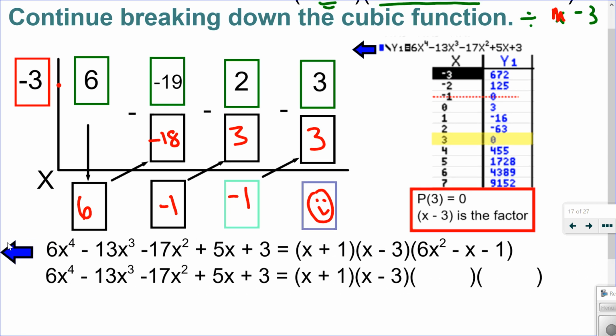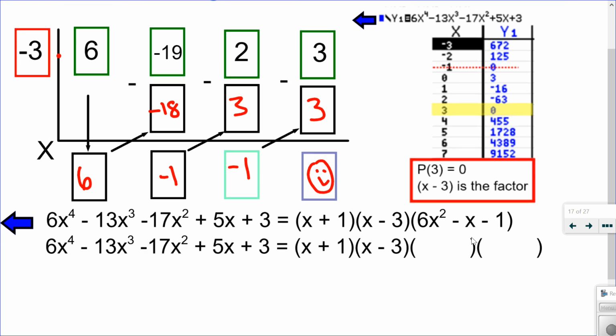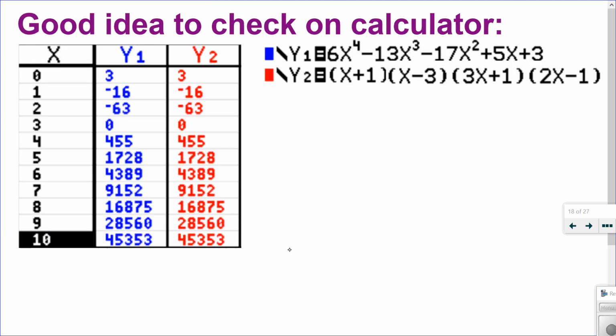This quartic function is now a product of two binomials multiplied by a quadratic. So I can just factor that quadratic, and that factors as 3x plus 1 and 2x minus 1. And now my whole quartic function is factored. So again, I want to check just to see, did I do that correctly? Original into y1, answer into y2. Check always happens in the table, and you can see that they are equal, so I know I did that correctly.